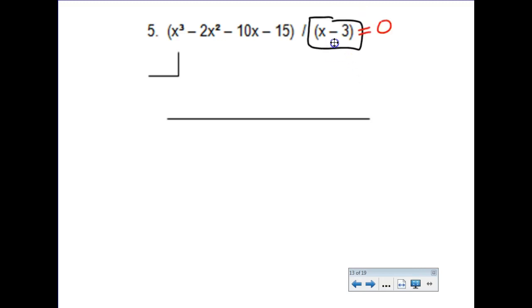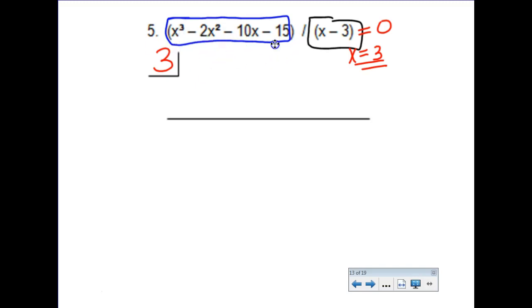the solution to the divisor. So if you were to set it equal to 0 and solve, you would get x equals 3. So you're going to put the solution to the divisor in the half box, and then you're going to look at your polynomial that you're trying to divide into, the dividend, and it's in standard form.